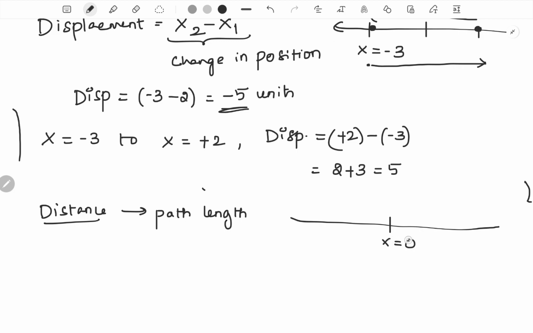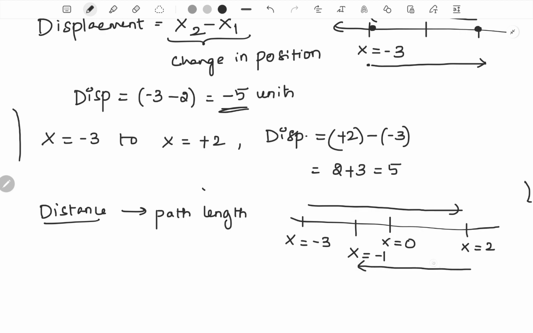Again, let's take the x-axis along which the particle has been moving. Let's say the particle was at position -3 initially, and after some time, first it went from -3 to +2. Then let's say it came back to x = -1. So first it went from x = -3 to 2, and then it came back from x = 2 to -1. In this case, what would be the total length of the path that has been covered by the particle? First, when it was going from -3 to 2, it travels a total length of 5 units.